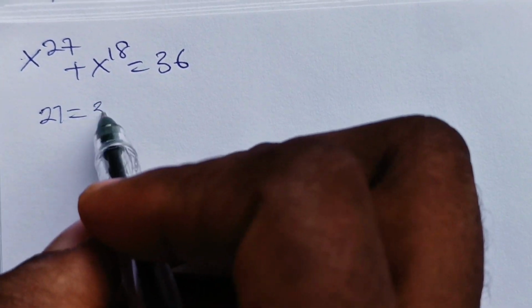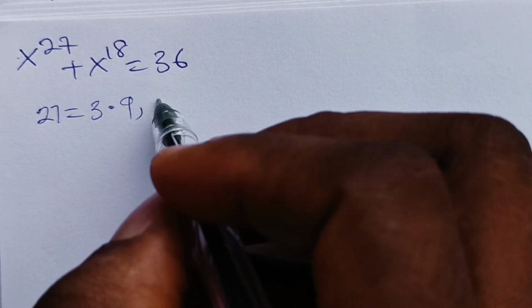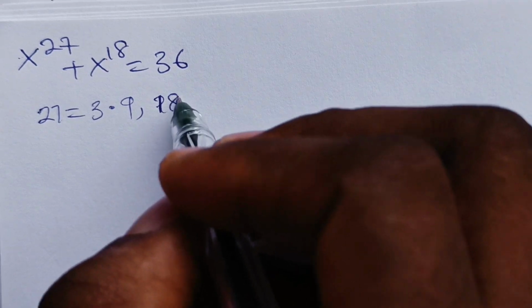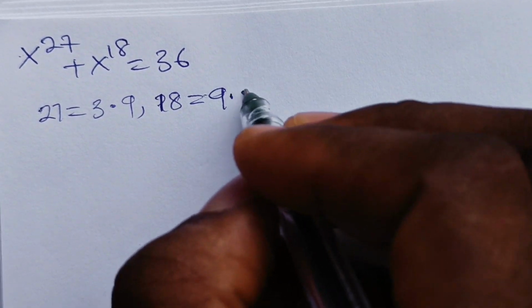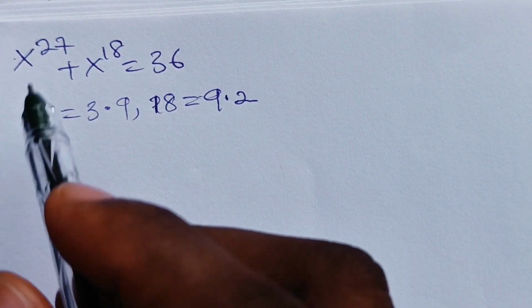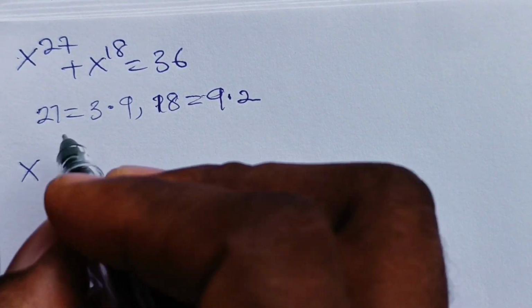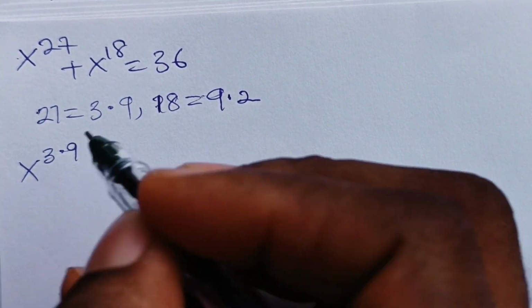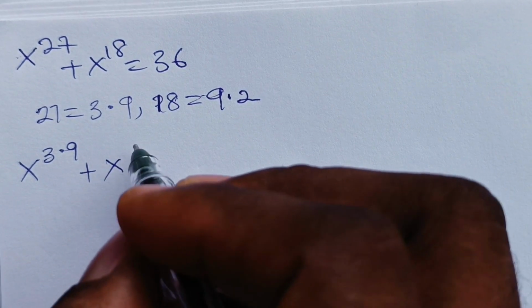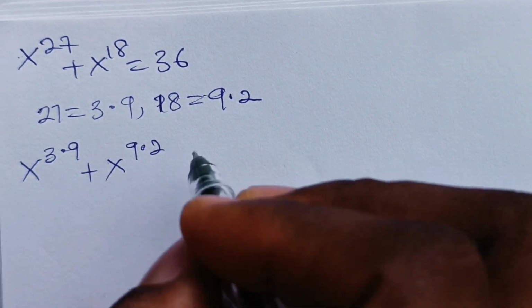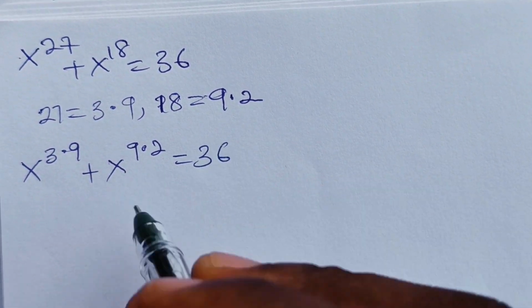Let's solve for the value of x. 27 is equal to 3 multiplied by 9. 18 is equal to 9 multiplied by 2, right? So we are going to express the powers in this form. So we have x to the power of 3 multiplied by 9 plus x to the power of 9 multiplied by 2 is equal to 36.